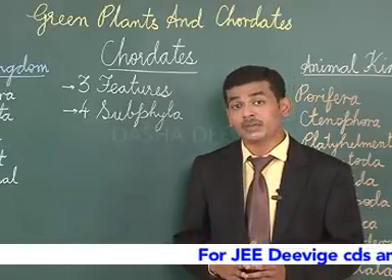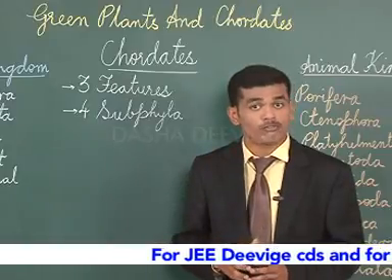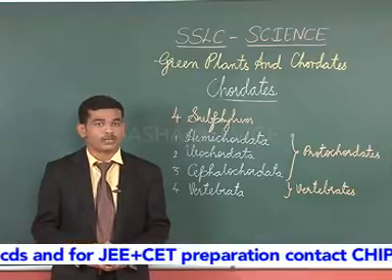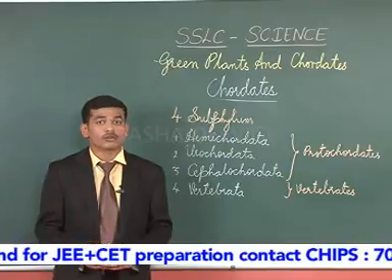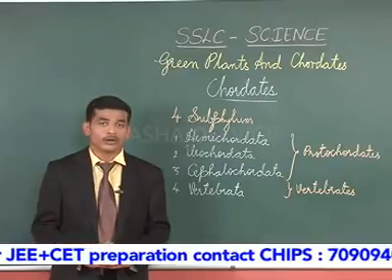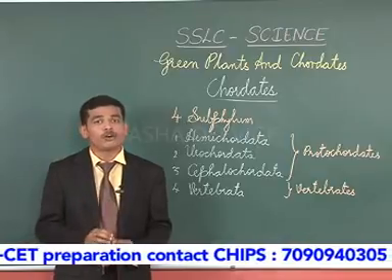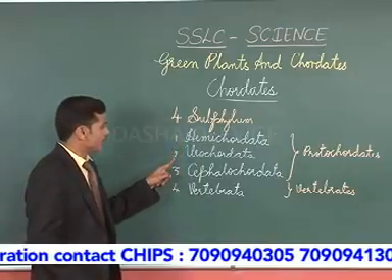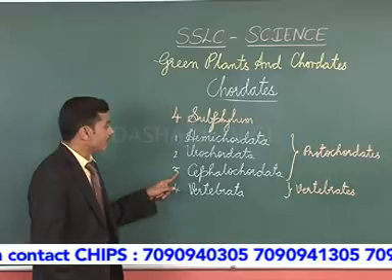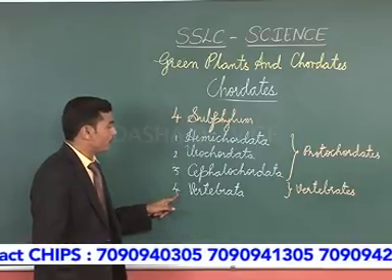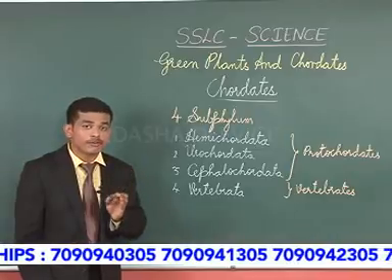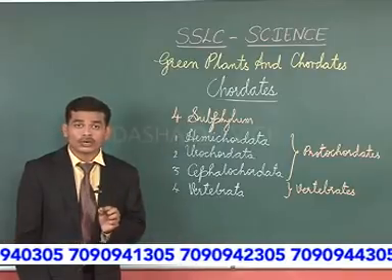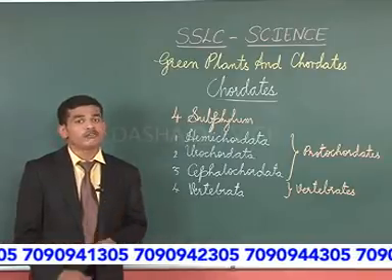Now, let us discuss the 4 subphyla of this phylum Chordata. We have learned about 3 important features of phylum Chordata. Now, we shall discuss the 4 subphyla of phylum Chordata. So, dear students, there are 4 subphyla of phylum Chordata, and they are: first, Hemichordata; second, Urochordata; third, Cephalochordata; and fourth, Vertebrata. So, there are 4 subphyla of phylum Chordata, and they are Hemichordata, Urochordata, Cephalochordata, and Vertebrata.